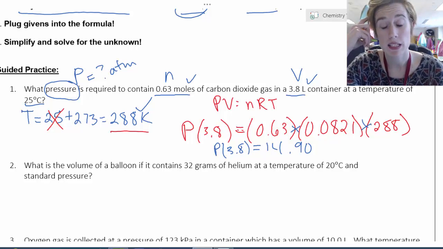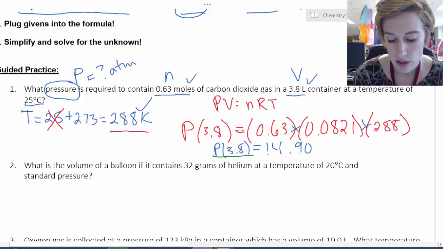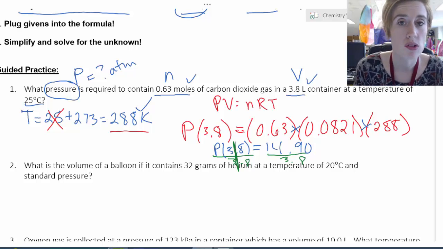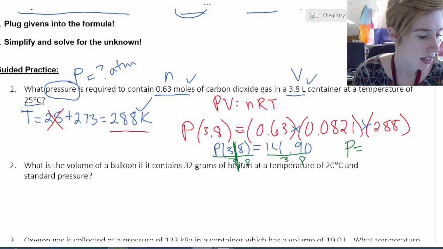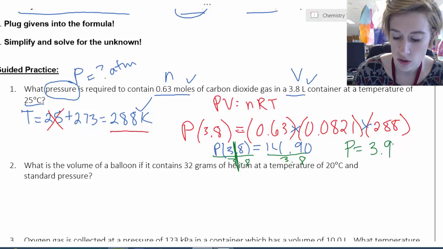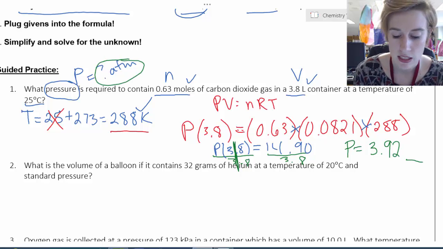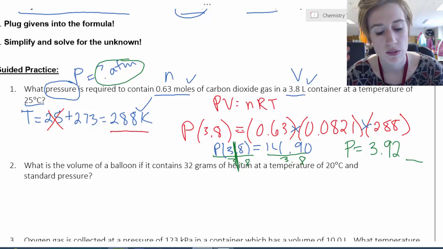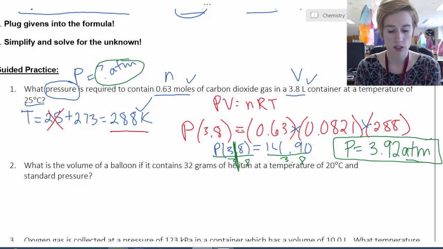So how do I get P by itself? Well, I have to remove 3.8 to the other side. How do you do that? If you divide both sides by 3.8, then it's gone on this side. So really, we have P equals 14.90 divided by 3.8. And when I put that in the calculator, I get 3.92. So what's my unit here? 3.92 what? Well, remember, pressure always has to be in ATMs for the ideal gas law. Not for any of the other ones, but for the ideal gas law, it has to be ATM. So I write ATM, and that is my final answer.